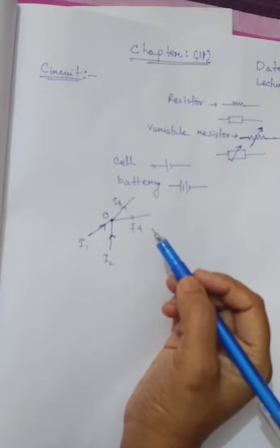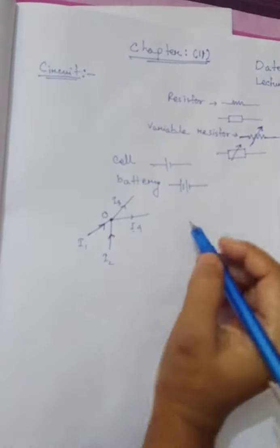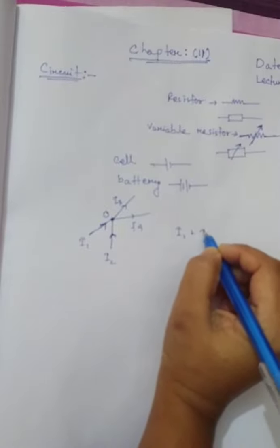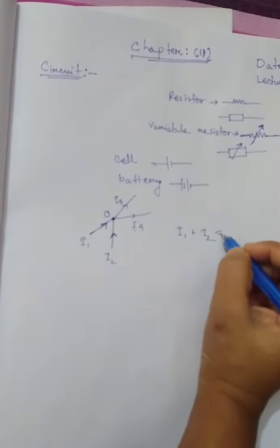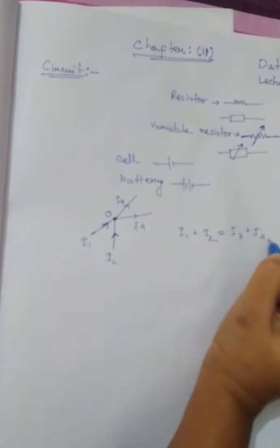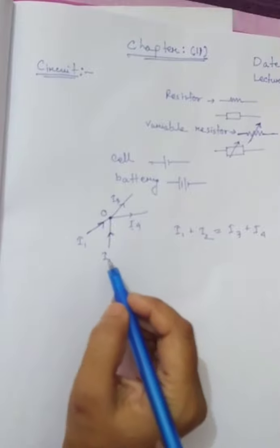point of a circuit will exactly be equal to the amount of current that will come out from that point. So at this point O, the amount of current entering, I1 and I2, will exactly be equal to I3 plus I4, because the amount of current entering into the point are I1 and I2.